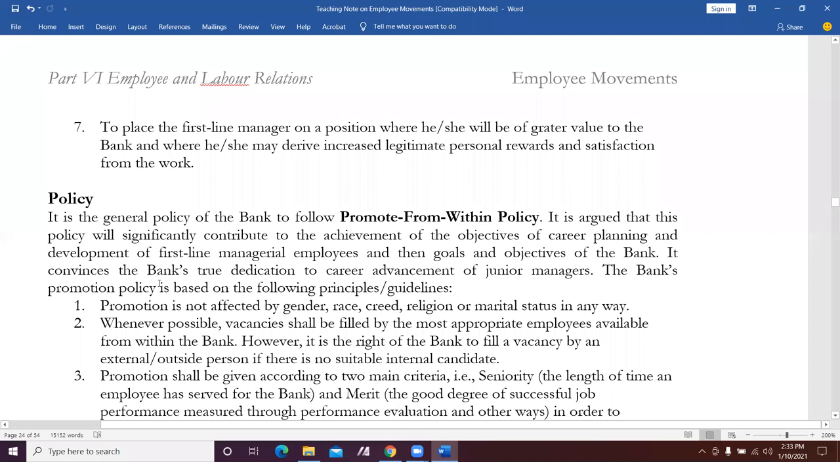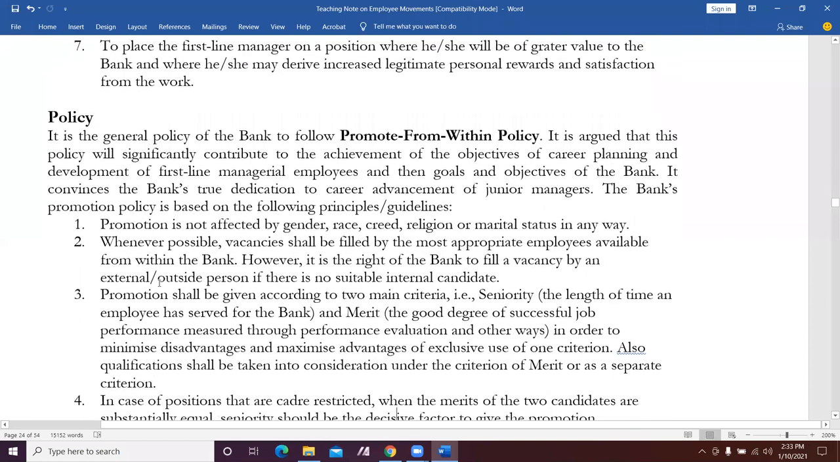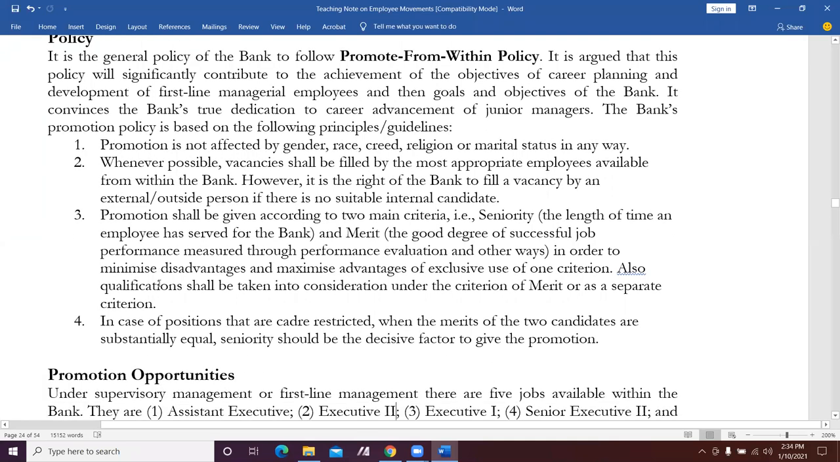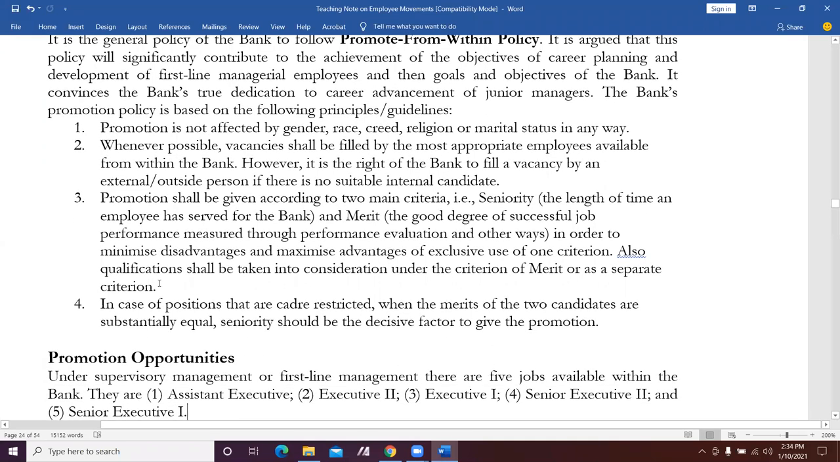It's the general policy of the bank. Of course, for entry-level jobs, we have to follow external recruitment. But for other jobs, we can follow internal recruitment. Normally, under the promote from within policy, if there's a suitable internal person, then we have to consider that person for the promotion. If there is no suitable employee within the organization, then of course we have to go outside. So these are principles or guidelines from 1 to 4.